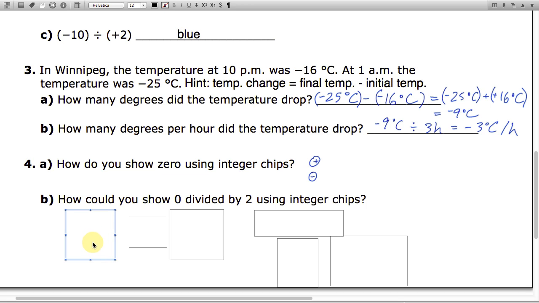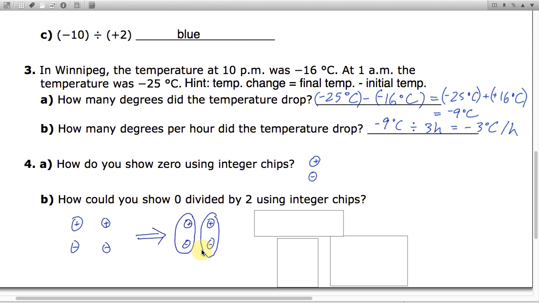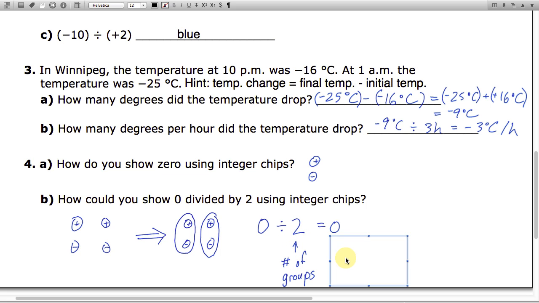So 0 can be shown in many ways, but for instance, if we have 2 pairs of zeros, 2 pairs of 0 pairs, then what we can do with that is split it up into 2 groups. So dividing by 2, that's the number of groups. So this is showing 0 divided by 2 is equal to 0 because you're starting with 0, you're dividing it into 2 groups, and the size of each group is a plus and a minus. That's 0. So again, this is the number of groups, and this is the size of each group.